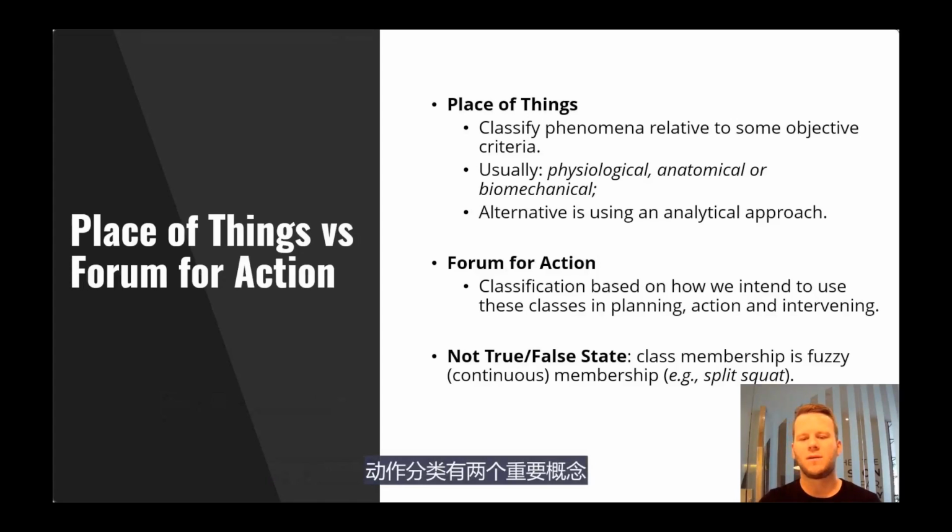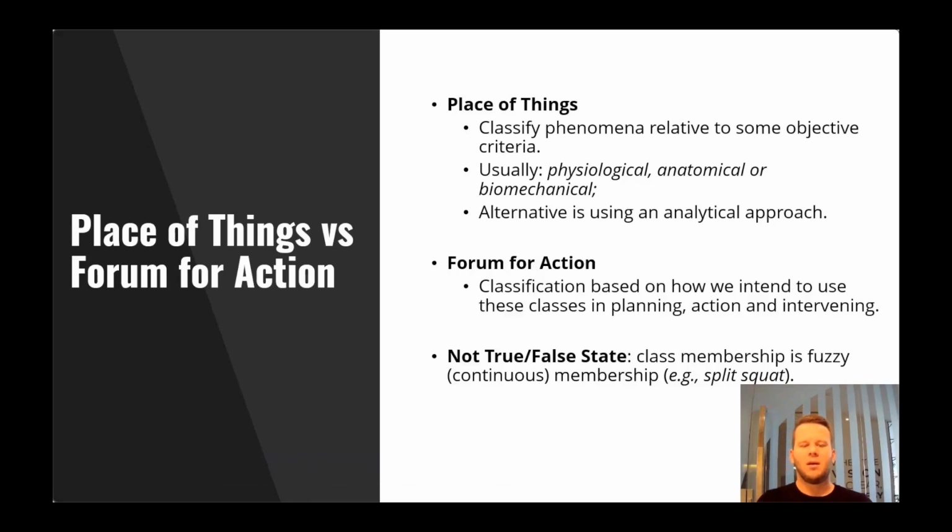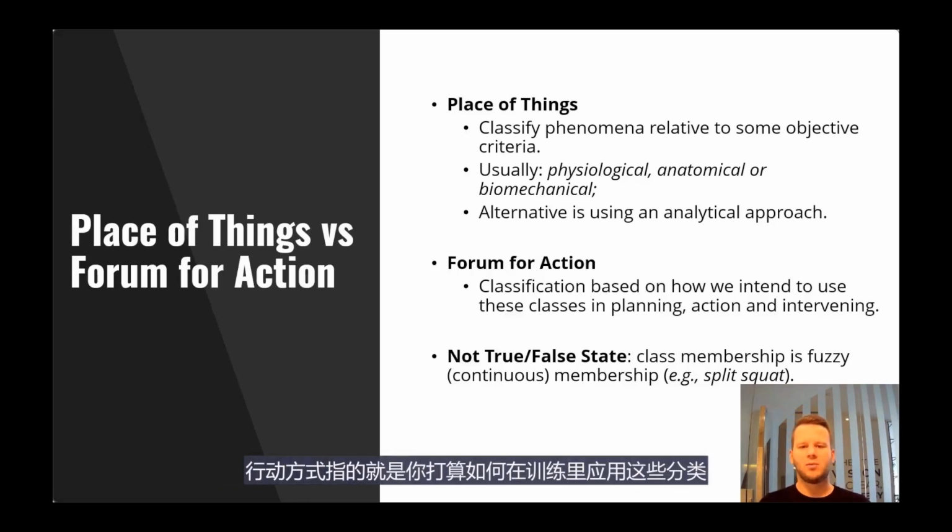So we have two important concepts to look at the classification of exercises. One is the so-called place of things, the other is forum for action. Basically, place of things classifies phenomena relative to some objective criteria. For example, if you remember your typical sports science textbooks, the criteria are usually physiological, anatomical, or biomechanical. Another way to do things is forum for action, which is just a fancy term to refer to classification based on how you intend to use these classes in your planning, in action, in your training intervention. So basically, what do you need them for?